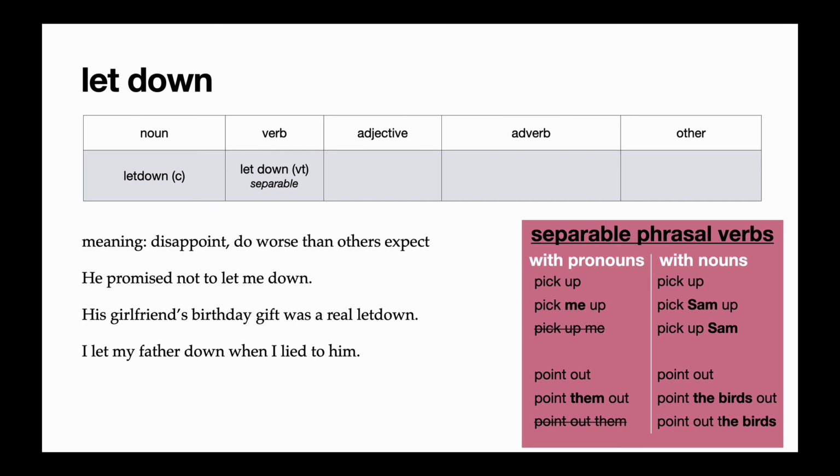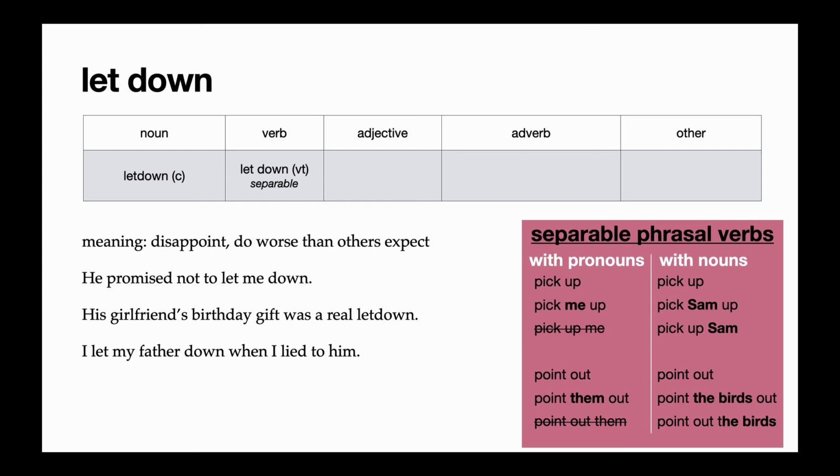Okay, we're going to end the vocabulary today with 3 phrasal verbs. The first one is let down. Let down means to disappoint someone or to do worse than someone thinks you will do. So this is a transitive, separable phrasal verb. So in the reading, I said, he promised not to let me down. That means he promised not to disappoint me.